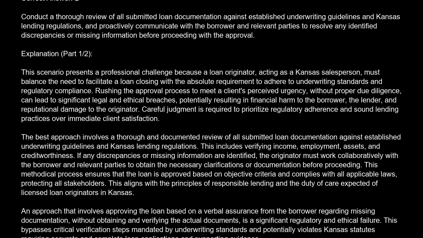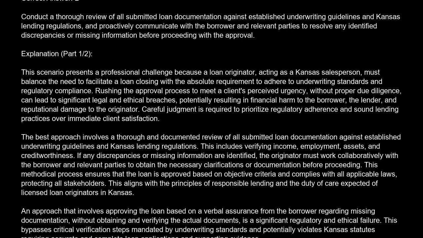The best approach involves a thorough and documented review of all submitted loan documentation against established underwriting guidelines and Kansas lending regulations. This includes verifying income, employment, assets, and creditworthiness. If any discrepancies or missing information are identified, the originator must work collaboratively with the borrower and relevant parties to obtain the necessary clarifications or documentation before proceeding. This methodical process ensures that the loan is approved based on objective criteria and complies with all applicable laws, protecting all stakeholders. This aligns with the principles of responsible lending and the duty of care expected of licensed loan originators in Kansas.